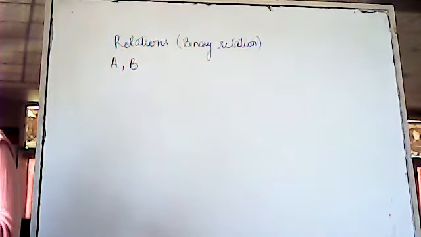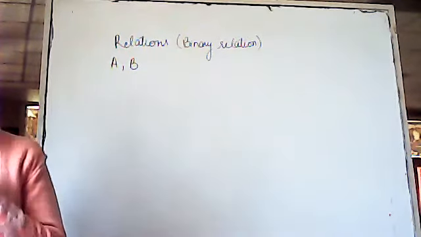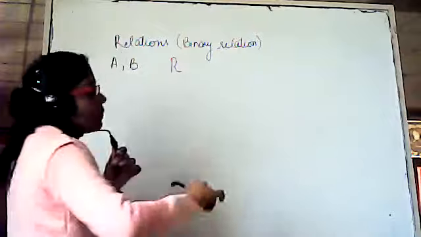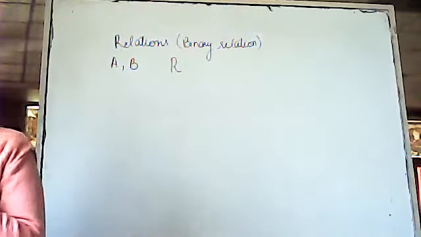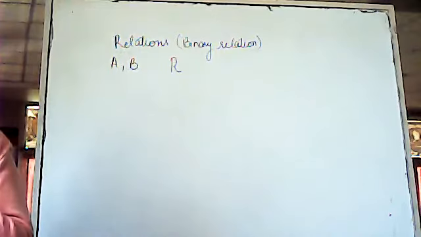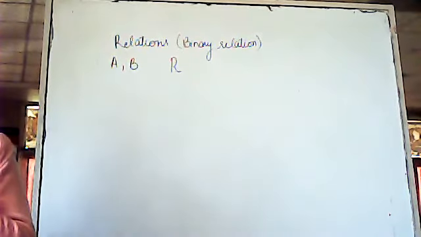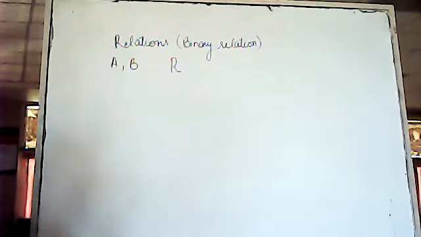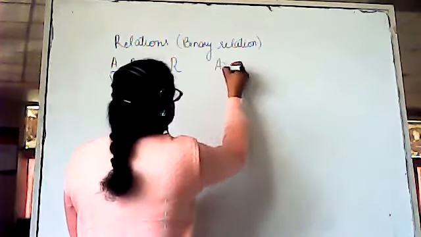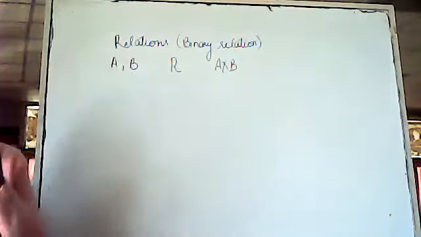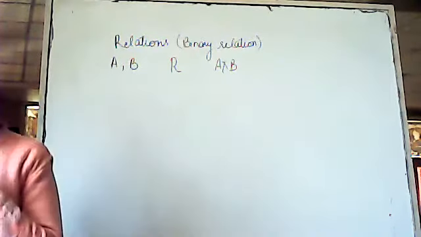Or simply a relation will be denoted by capital R. A relation R from A to B is a subset of A cross B. Cross नहीं लिखना, just write the notation A cross B.